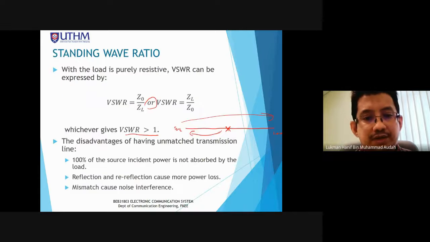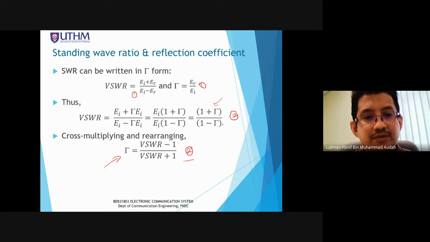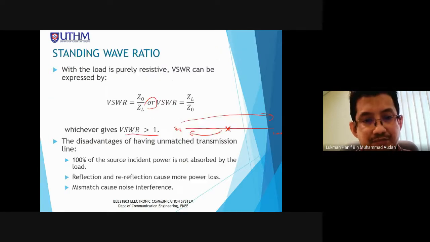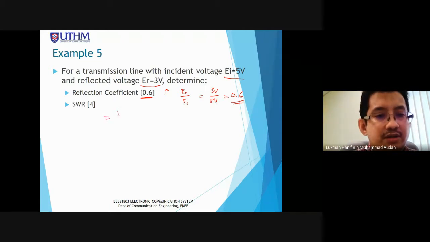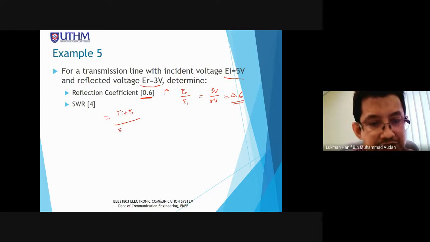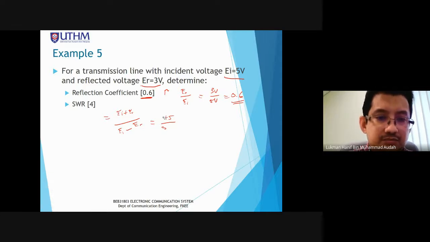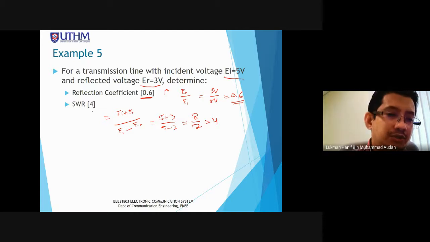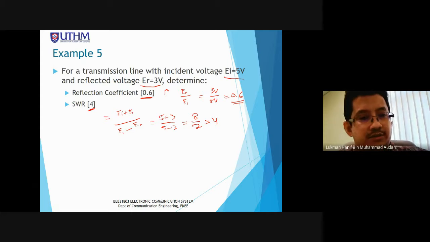VSWR is equal to persamaan yang inilah EI plus ER divide EI minus ER. Okay, maknanya bersamaan dengan incident voltage plus reflected voltage divide with incident voltage minus reflected voltage. So sorry, saya susun balik sekejap. So 5 plus 3 divide with 5 minus 3. So this is 8 divide with 2, so we get 4. No unit. So itu jawapannya di sini ada dinyatakan 4. Okay, very straightforward.